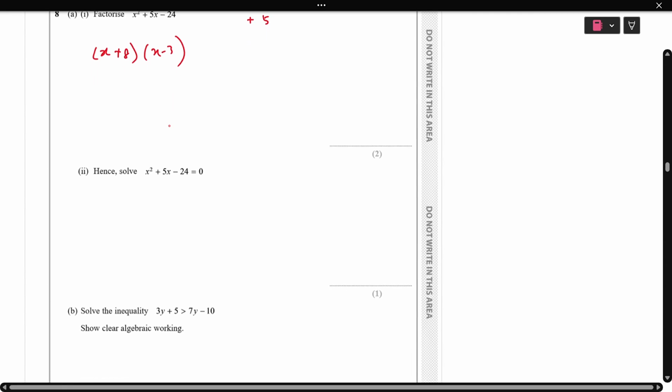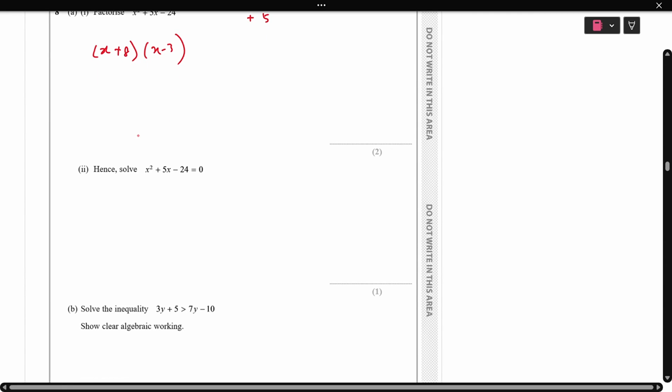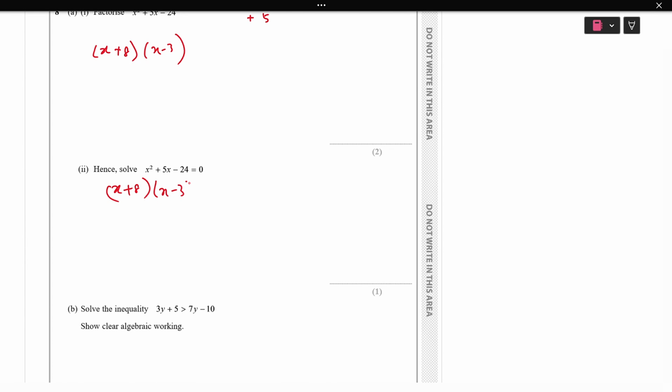Okay, the next one, the same equation, just solve the equation. So x plus 8 into x minus 3 equal to 0, so either x plus 8 equal to 0 or x minus 3 equal to 0. So here x equal to negative 8 and here x equal to 3. So the solution is x equal to negative 8 and x equal to 3.